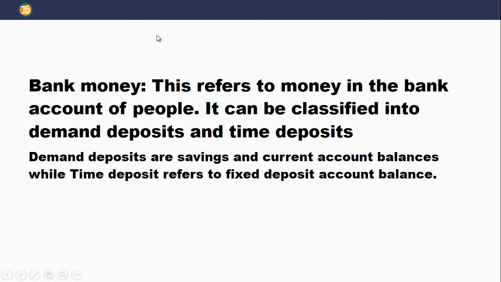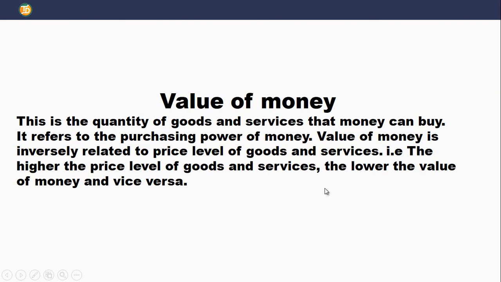So we have bank money. Bank money refers to money in the bank accounts of the people. It can be classified into demand deposits and time deposits. Demand deposit refers to money in savings and current accounts of the people, while time deposits refers to money in the fixed deposit accounts of the people. So these are the types of money.